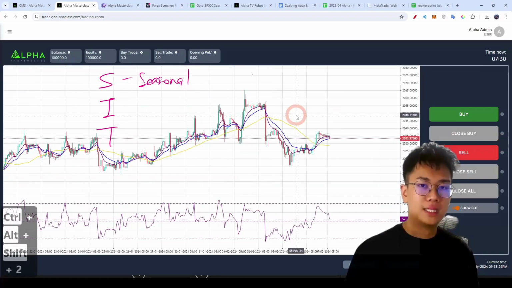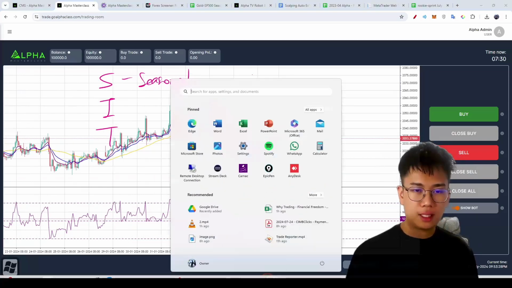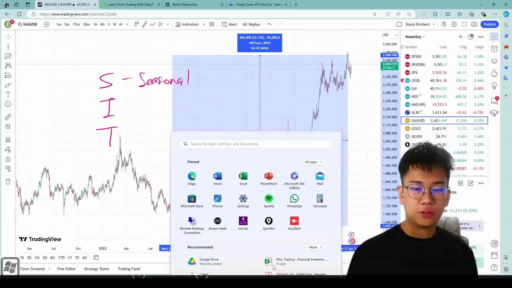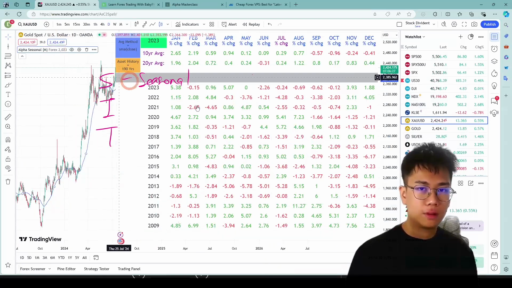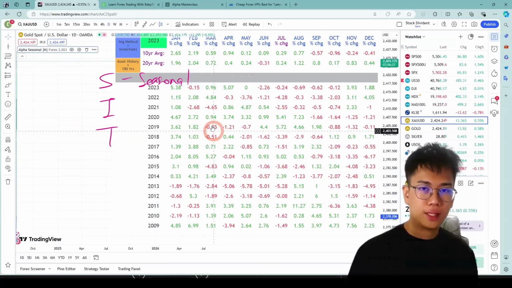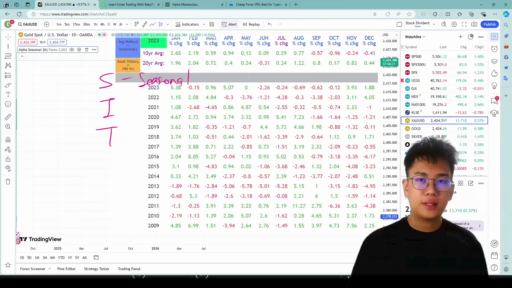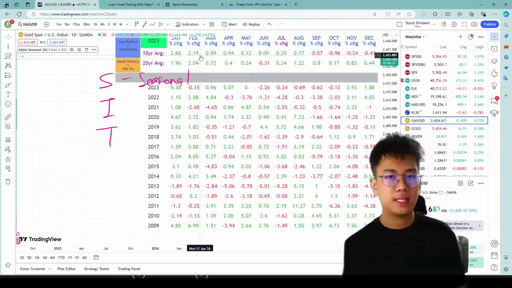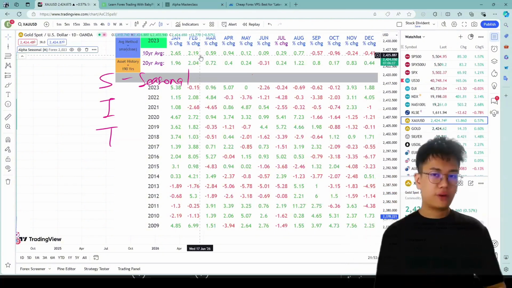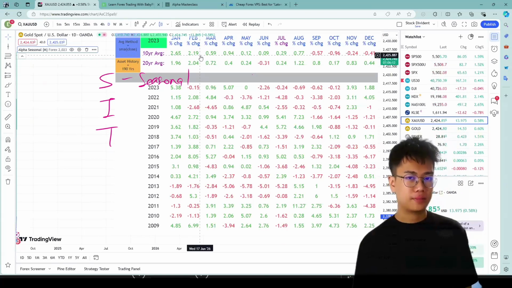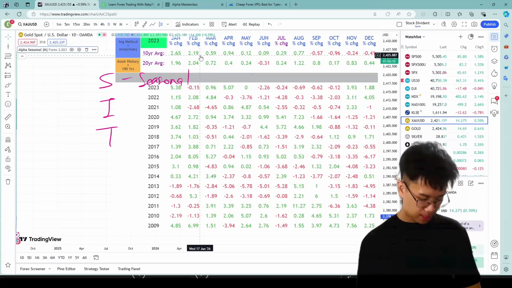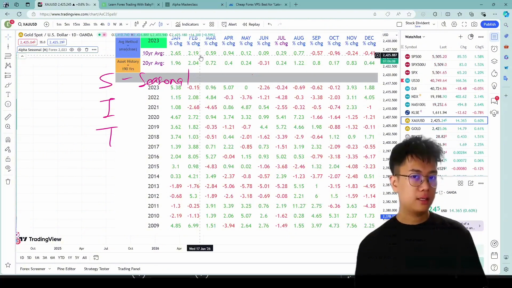So what is the month? Okay, this is gold market, right? Gold market, February, around January, February day. So it's around here. Then the question is that later you should focus to buy or you should focus to sell. Okay, to buy or to sell.